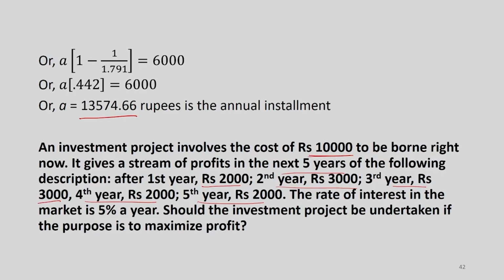Whereas the profit is coming to him in a stream that is continuous over several years. In this case, it is coming to him in a stream over 5 years, right? 2000, 3000, 3000, 2000, 2000, and that stream is starting from the next year onwards. Rate of interest is given in the market at 5%, right? So the question is, will the producer, being a profit maximizer, undertake this investment project?